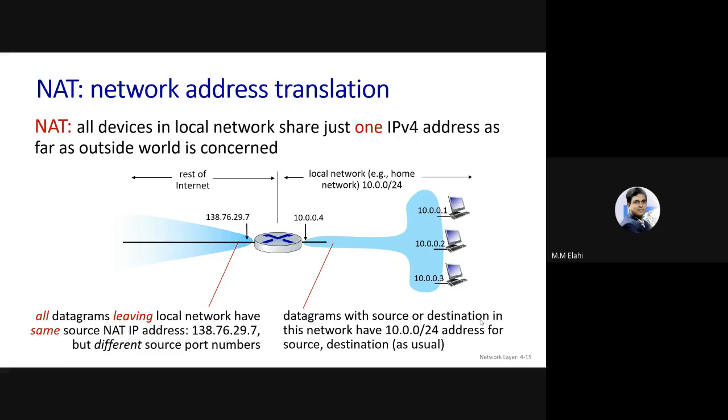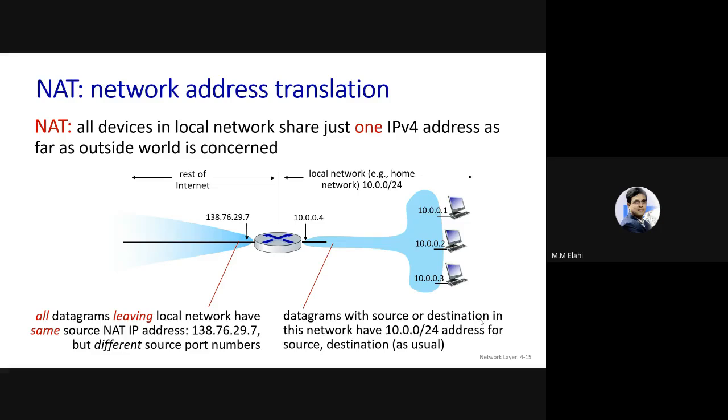So all datagrams leaving the local network, in this case the router's outside port IP, you can see 138.76.29.7. This is a public IP. Which class is this? 138? The class B, sir. Very good. Class B, 128 to 191. You have to keep it in mind.